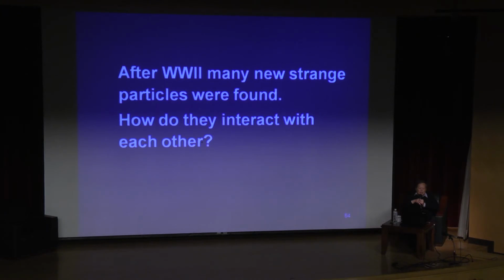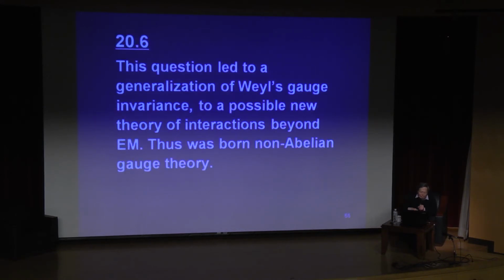After World War II, many new strange particles were found. How do they interact with each other? This was the dominant question when I was a graduate student between 1946 and 1948. This question led to a generalization of Weyl's gauge invariance to a possible new theory of interaction beyond electromagnetism. This was born non-abelian gauge theory.